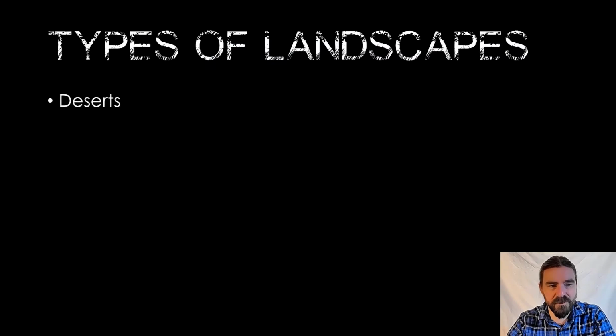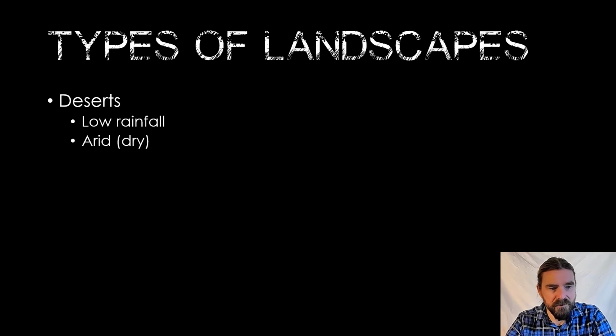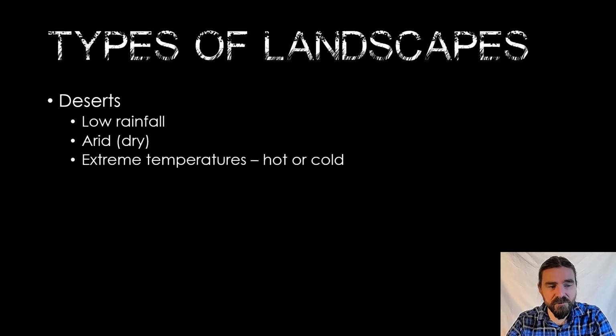Next type of landscape is deserts. Deserts have low rainfall. Surprise, surprise. They are dry, and there's a fancy word for you, arid. That means they're dry. They have extreme temperatures. Deserts aren't just hot, they can be cold. The biggest desert in the world is Antarctica. Or it might be Sahara. Anyway, not important. So there you go. Deserts are either really, really hot or really, really cold.